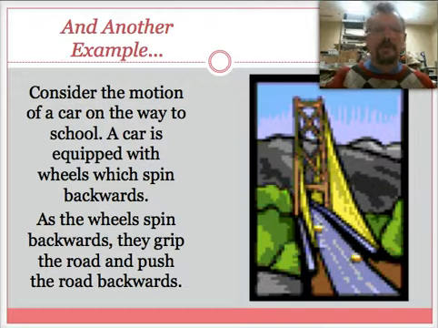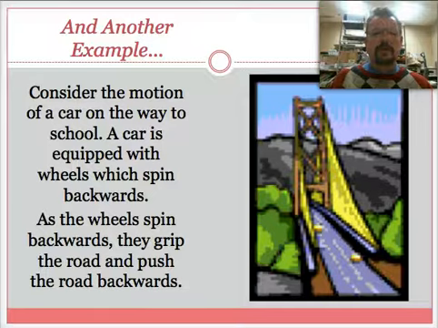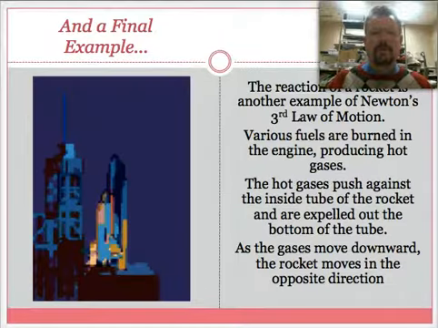And another example, consider the motion of a car on the way to school. A car is equipped with wheels which spin backwards. As the wheels spin backwards, they grip the road and push the road forward.